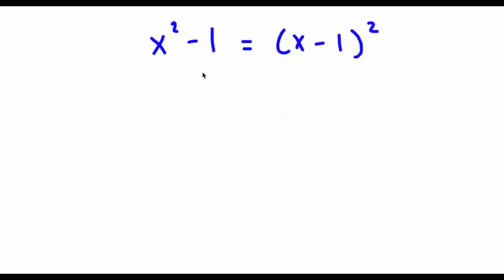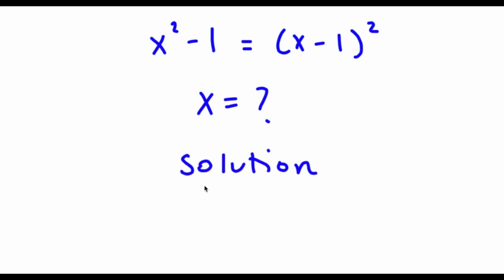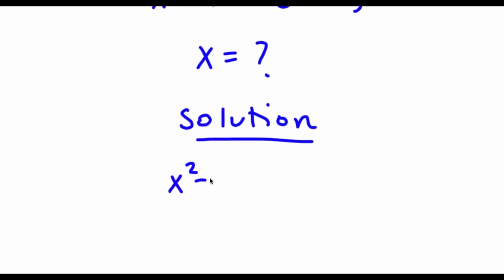Alright, so I have x squared minus 1 is equal to x minus 1 squared. So right here, I want to find the value of x. So for my solution, I first start with x squared minus 1 is equal to x minus 1 squared.